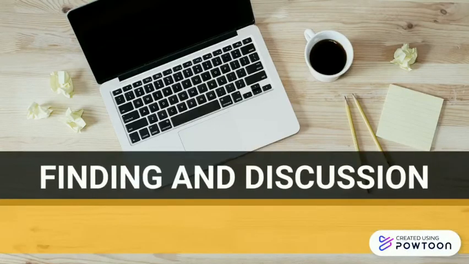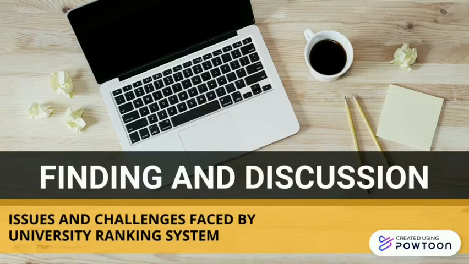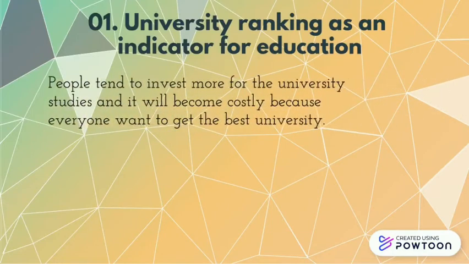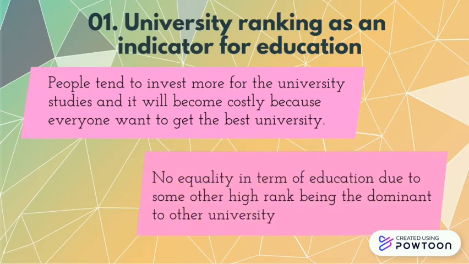Findings and discussion. In this section, we will review the issues and challenges faced by the university ranking system. The first one is university ranking as an indicator for education. People tend to invest more in university studies and it becomes costly because everyone wants to get the best university. Next, there is no equality in terms of education due to some highly ranked universities being dominant over other universities.